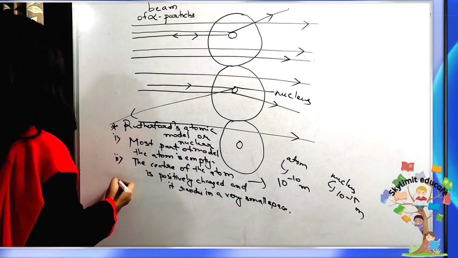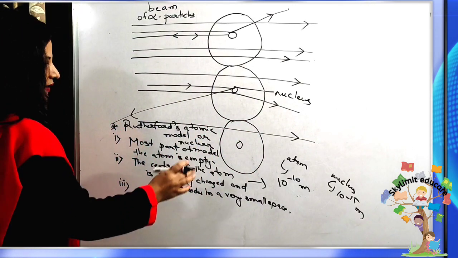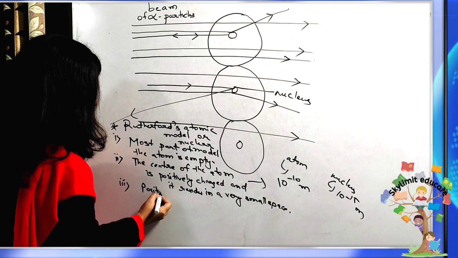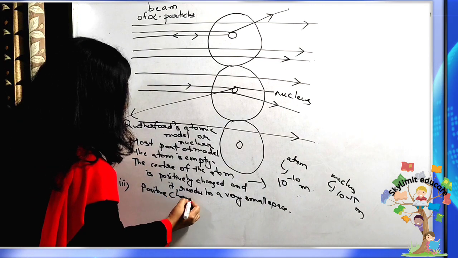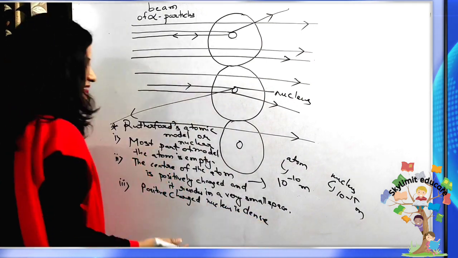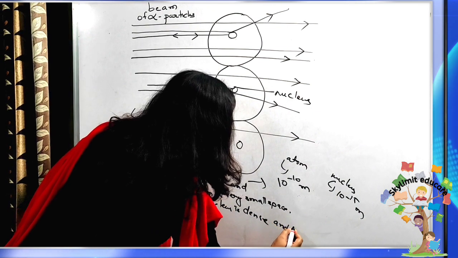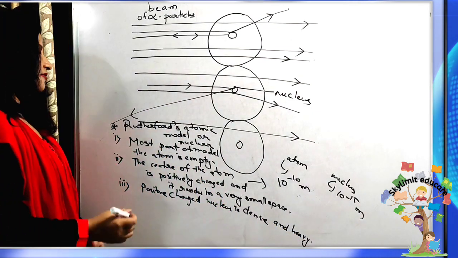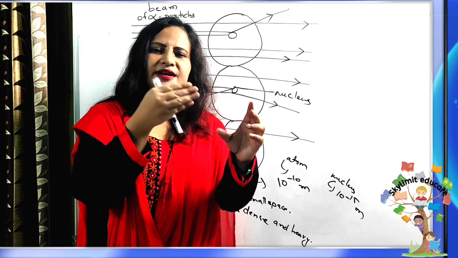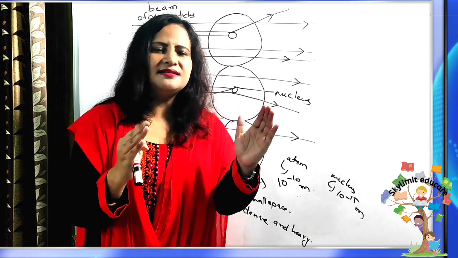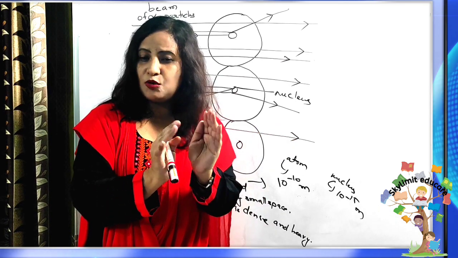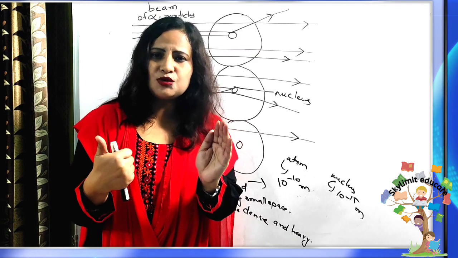And then the third important point that he gave in his atomic model was that this positive charge nucleus is dense and heavy. This positively charged nucleus is dense and heavy because the alpha particle struck the nucleus. When it hit the nucleus, it bounced back. That means it is dense as well as heavy, okay? Although it is concentrated in a small region, it is dense and heavy because the alpha particle was also having a mass of 4 atomic mass unit, right?